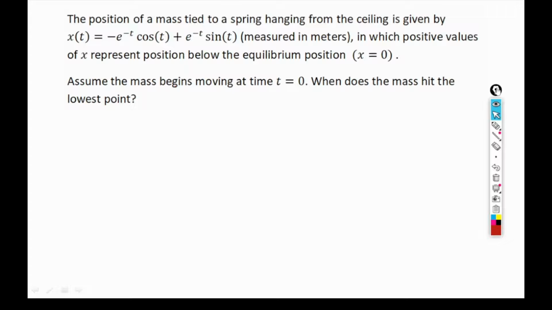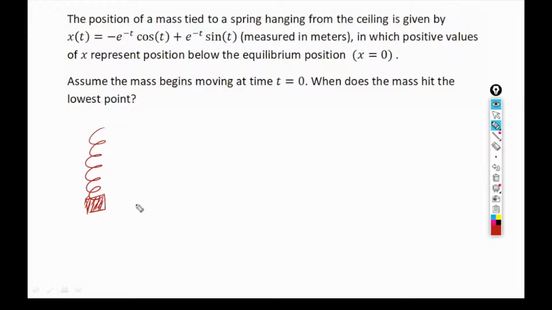Hello everyone, we are going to solve this problem of differential equations and simple harmonic motion. So first of all, we have to understand what happens when a mass is tied to a spring. So let us say this is a spring, let's say some mass is tied to it, mass m.